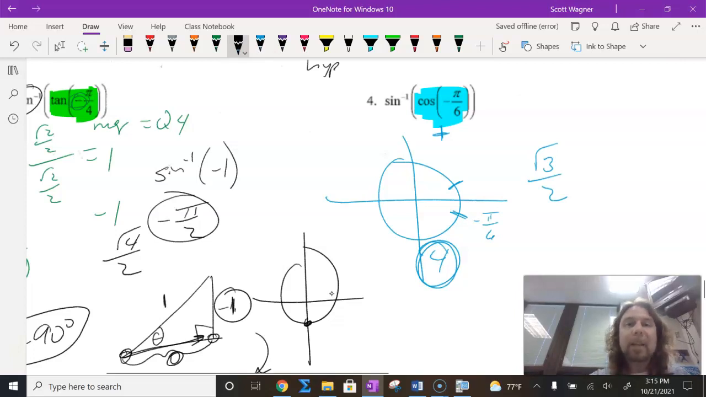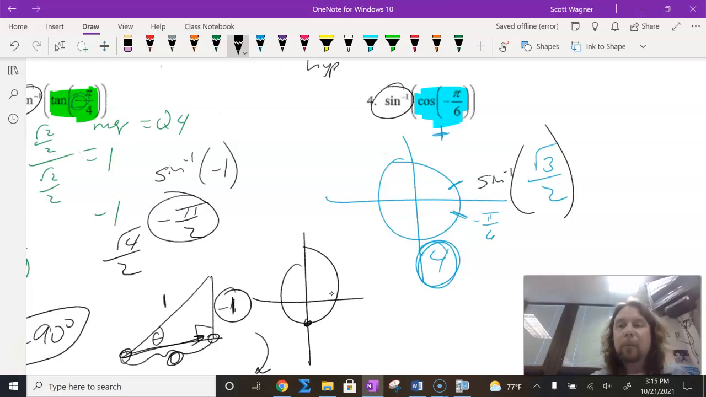Now I've got to apply the inverse sine of that. I'm trying to figure out the inverse sine of root 3 over 2. So what angle gives you a sine ratio of root 3 over 2? I think about the hand trick, and I want sine, the lower half of the hand.